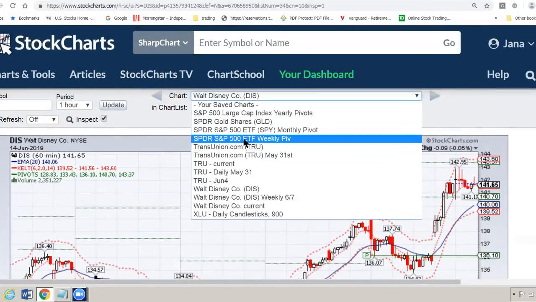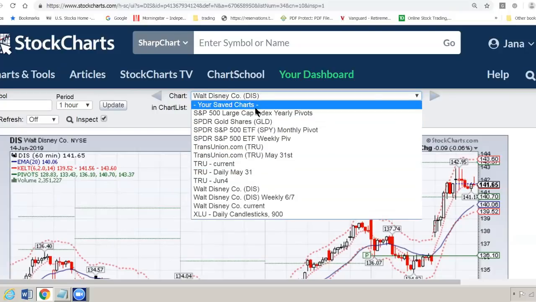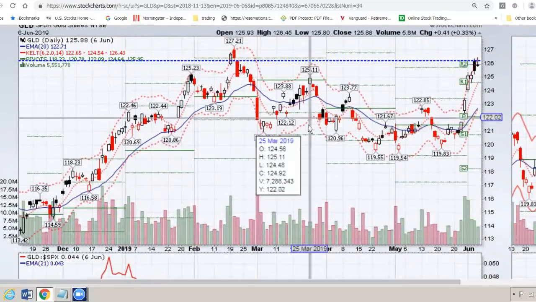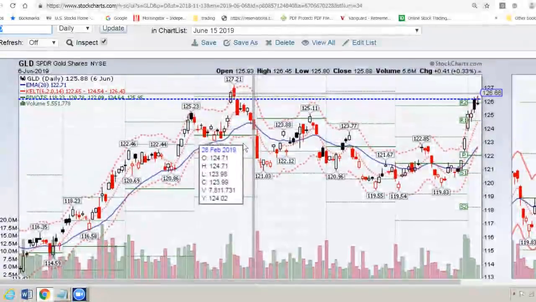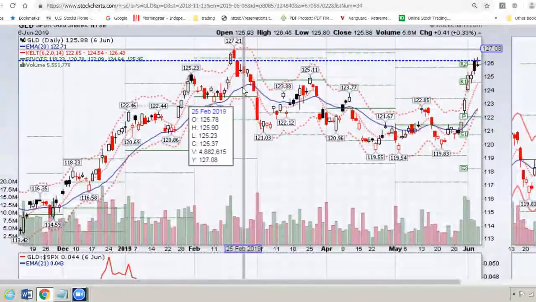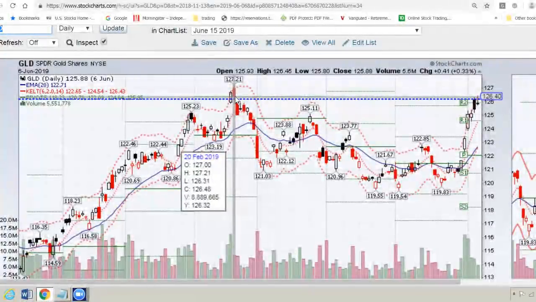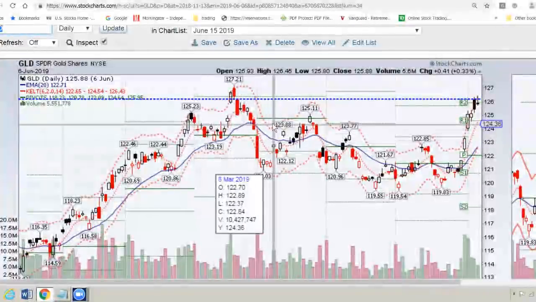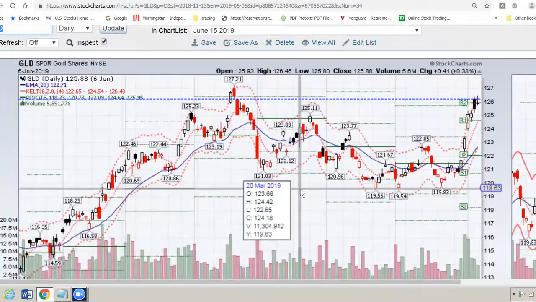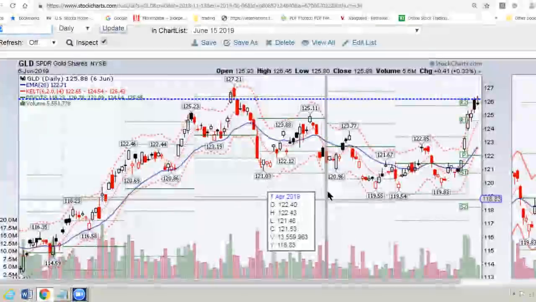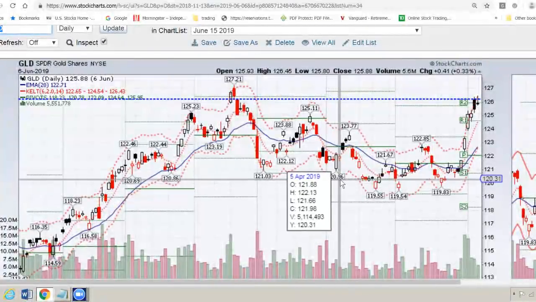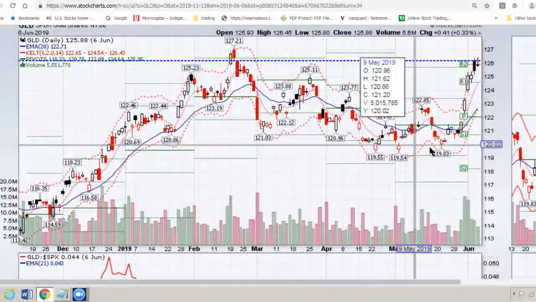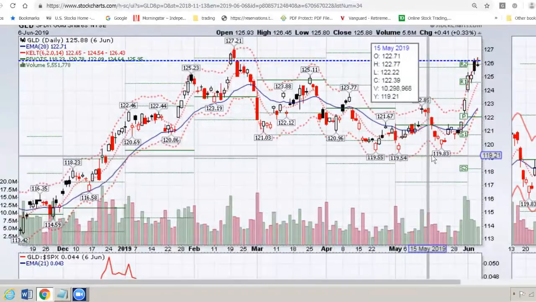We can look at gold here. Gold is kind of an interesting situation. You can see the peak we had in February just exceeded the R1 resistance. We got up to 27.21, and then came back. It got all the way down to the S1 support in April, and almost got back down there in May.